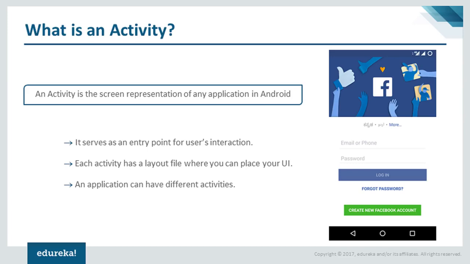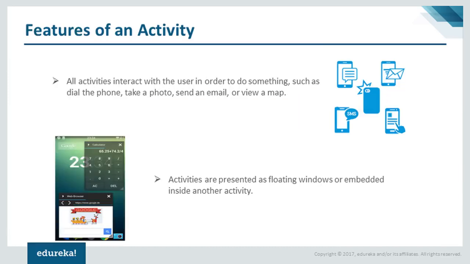Now the activity that we have created is a very crude one and to the right what you're trying to see here is a Facebook picture and you see this email, phone and password, login and a lot of other information over there in this activity. And just to show you how the activity will look like. Right. Now getting back to the features of an activity, all activities interact with the user in order to do something such as dial the phone, take a photo, email or view a map.